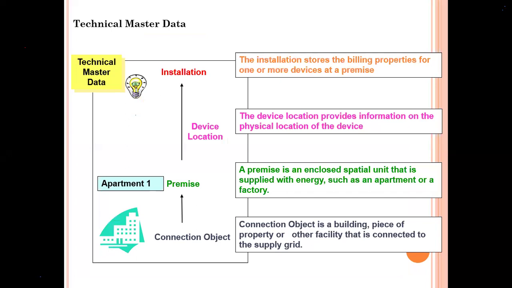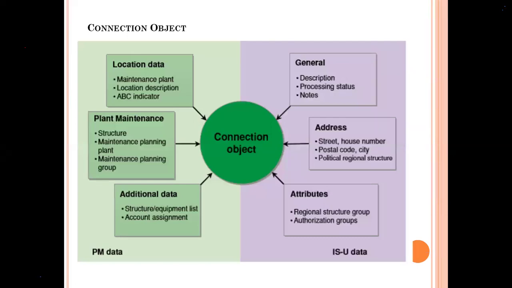For technical master data, probably in the next session we'll start the server and I'll show you everything in the system, which will help you understand in more detail. Technical master data starts from the connection object, you can say the whole building is your connection object, then the premise, your apartment, then the device location where you put the device, and the installation, a logical unit where we put everything related to billing and invoicing. We'll put all these area details from MRU, the scheduling details, and from there we can execute the billing process.